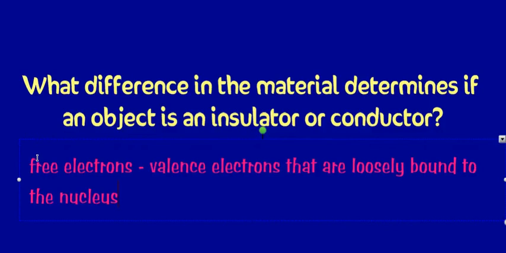Insulators don't have these free electrons. Their electrons are tightly bound to the nucleus, and so the electrons cannot move around, which means we cannot have electricity. Hopefully the difference between conductors and insulators makes some sense to you now.